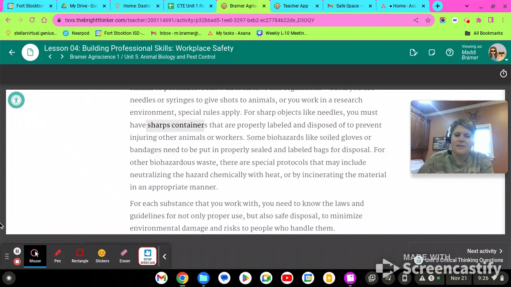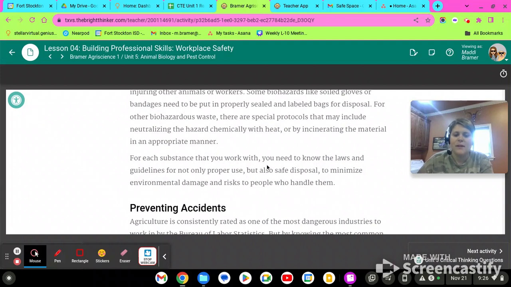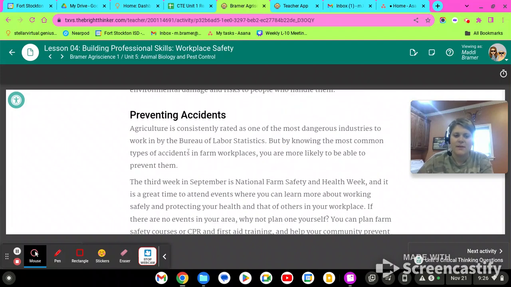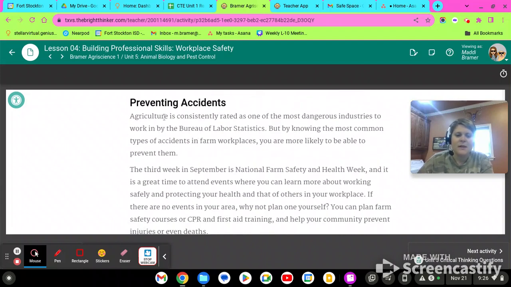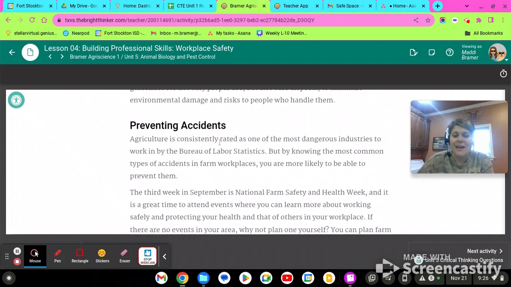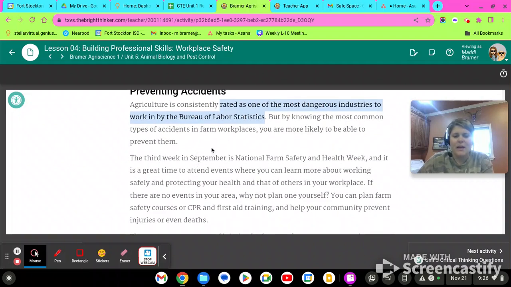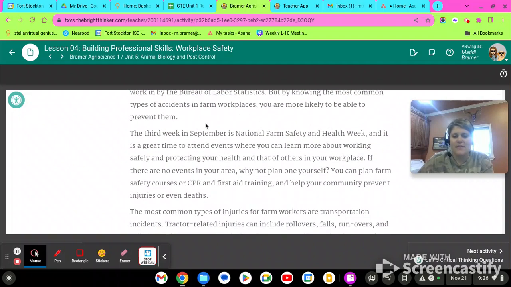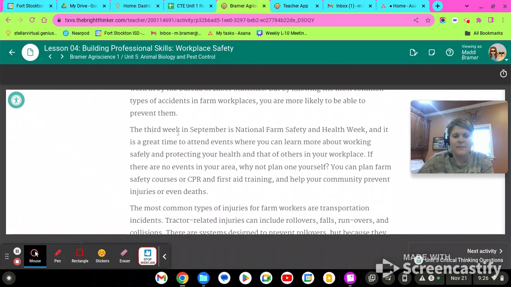So this is why these workplace safety processes are in effect, to prevent these accidents. And then it goes on to preventing accidents. So ag is one of the most dangerous industries to work in. But if you are aware and you know the most common accidents, you're likely to prevent them.